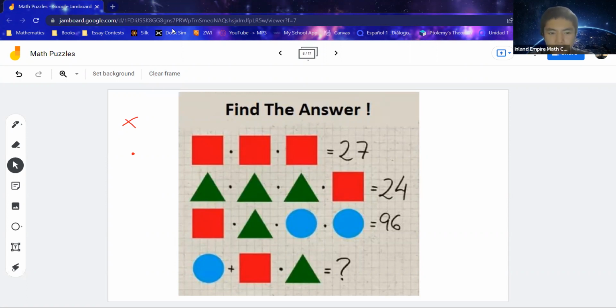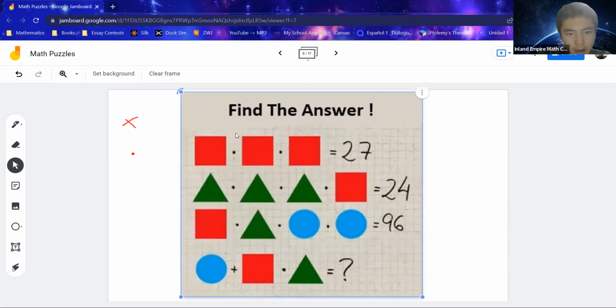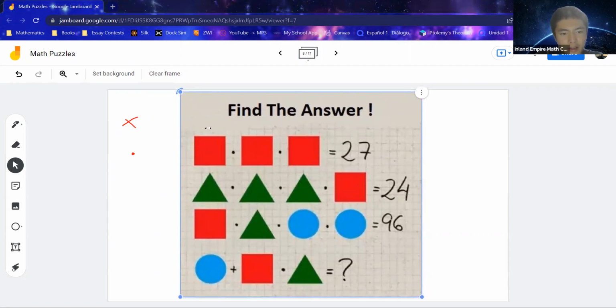Joyce, do you think 2 works? No. Right. Because 2 times 2 times 2 is equal to 8, right? Right, just like Lloyd said. If it was 2 times 2 times 2, we would get 8, not 27. All right, so 2 doesn't work. What about 3? Does 3 work?